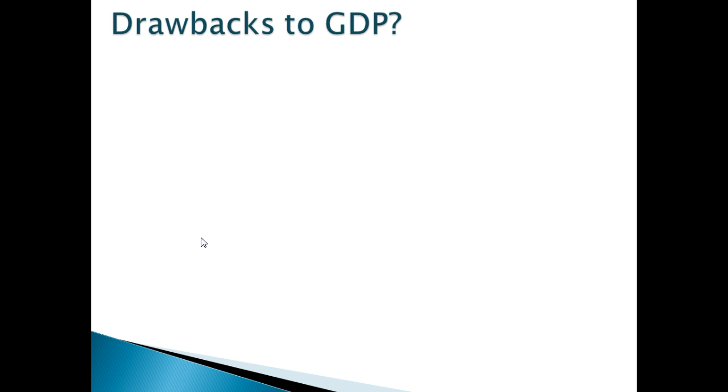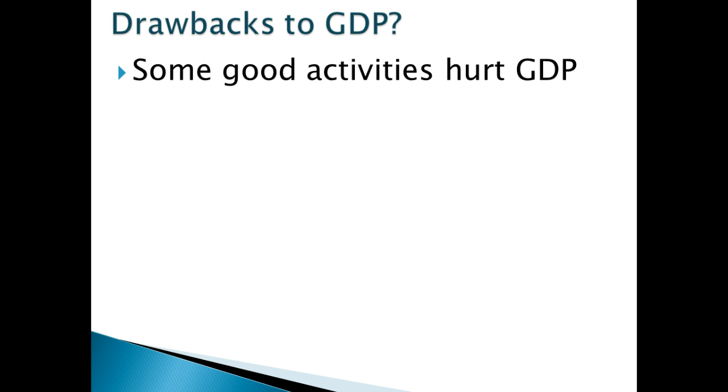There are some other drawbacks, I suppose, to GDP that you have to keep in mind when evaluating economic activity in the United States. And that is, some good activities actually hurt GDP. So, for example, volunteerism and taking time off, they don't add to GDP. They don't necessarily take away from GDP, but they certainly don't add. If you're working for free, you're doing economic activity. You're helping out the economy, I suppose, by helping people in need, but it doesn't get added to GDP.